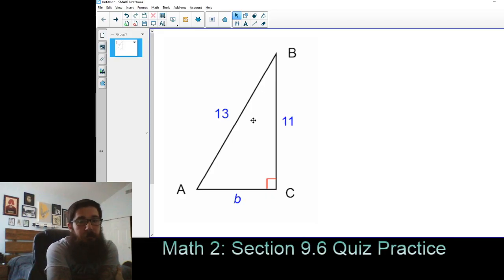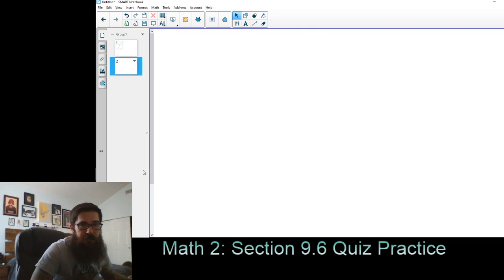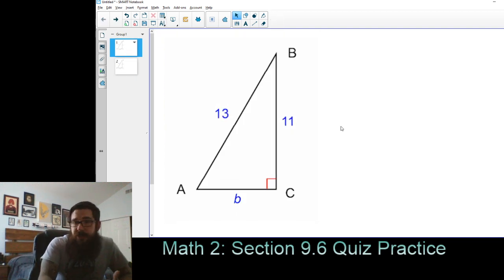On answers for multiple ways to approach this same problem as a practice quiz for your section 9.6 stuff tomorrow. So I'm actually going to copy this over twice. Okay. The directions for this one say solve the right triangle.